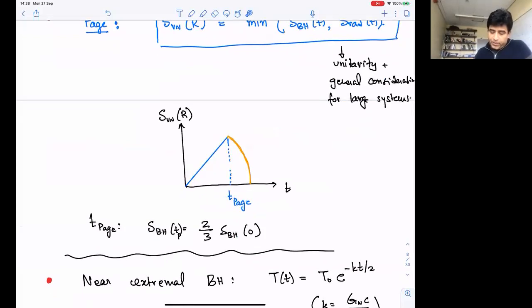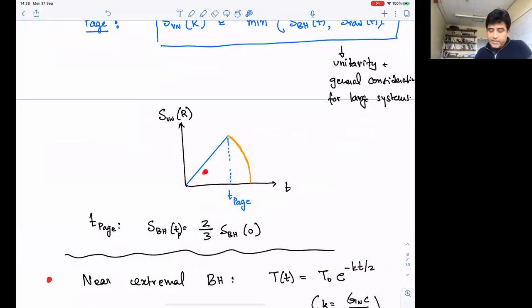And so you get this picture for the von Neumann entropy of the radiation. For early times, when the radiation is the smaller of the two systems, the entropy increases linearly with time. Then there is a crossover point where the radiation becomes the bigger system and the black hole is the smaller system. And then the von Neumann entropy of the radiation is given by the von Neumann entropy of the black hole, which is actually the Bekenstein-Hawking entropy of the black hole. And so the Bekenstein-Hawking entropy decreases, and that's how you get this Page curve, which is not symmetric. And so this crossover point, the Page time, occurs at whatever the solution is to this equation, which is obtained by equating the Bekenstein-Hawking entropy at Page time to the radiation entropy at Page time.